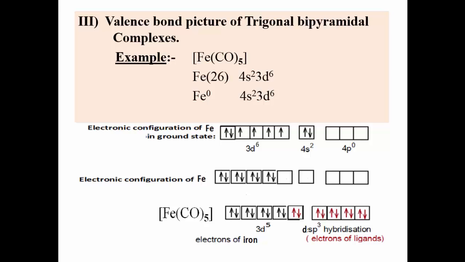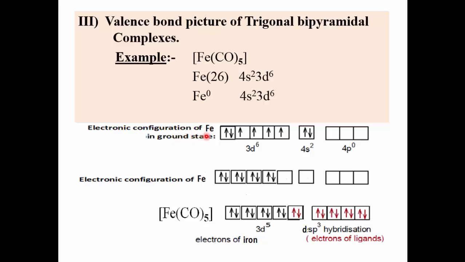Let us consider the example of pentacarbonyl iron, Fe(CO)5. The atomic number of Fe is 26, and its electronic configuration is 4s2 3d6. There is no charge on the square bracket because carbonyls are neutral ligands. So Fe is 0, there is zero charge on Fe, and the electronic configuration remains as it is, 4s2 3d6.